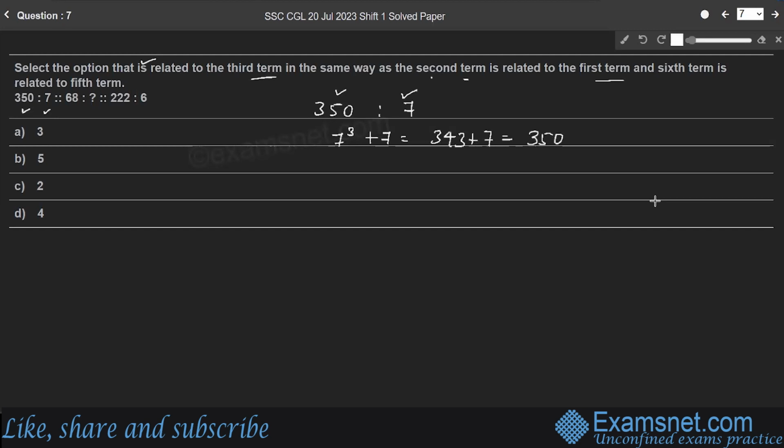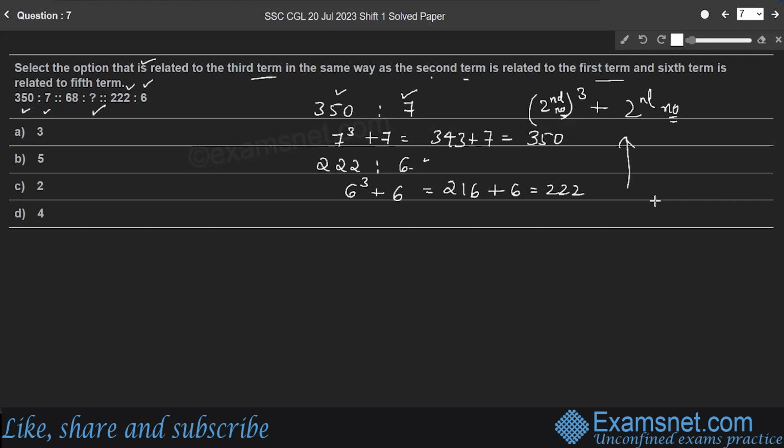Therefore, the logic is that the first term is the cube of the second term plus the second number itself. Similarly, the fifth and sixth terms are related as follows. The fifth term is 222, the sixth term is 6. So the cube of 6 plus the same number, 6 itself. 216 is the cube of 6, plus 6 is 222, which is the fifth term. It follows the same logic.